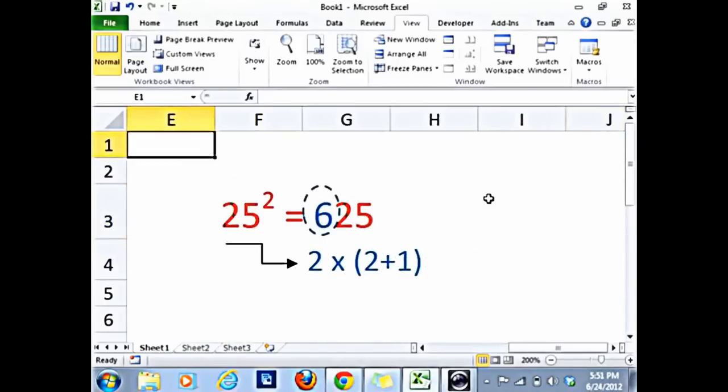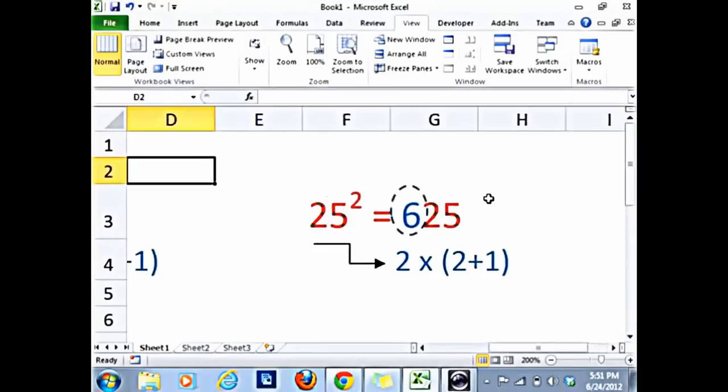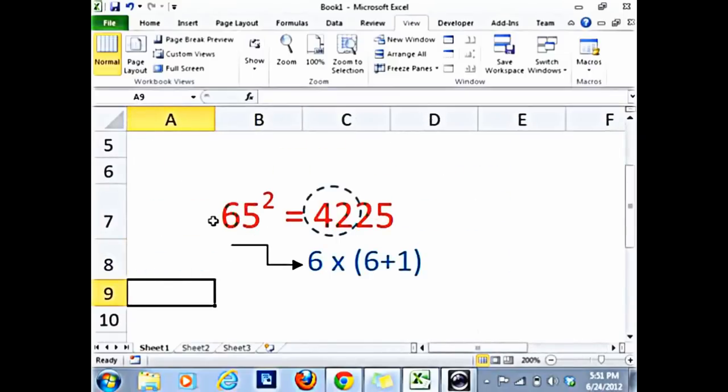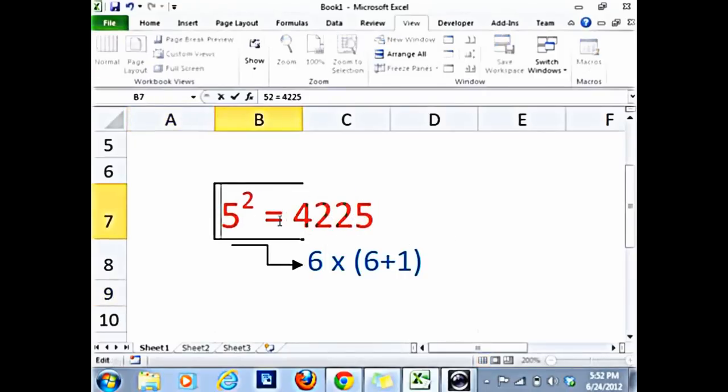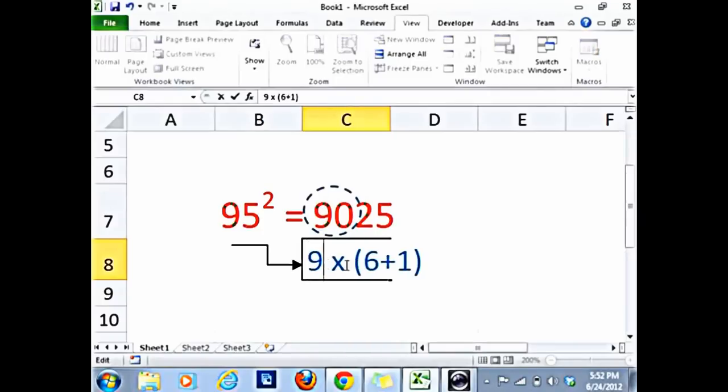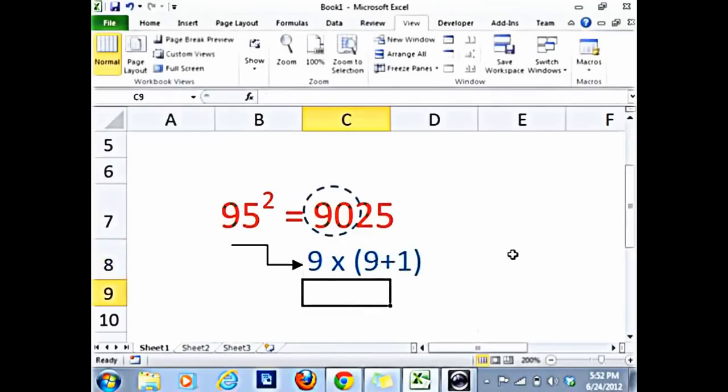If I have bigger numbers like 65, then I can use the same technique. For example here, 65 square will be 6 multiplied by its increment, which is 7. So 6 times 7 is 42. So I'll say 4225. And if I have 95 here, then I can say 9, and here I have to put 9 into 10 is 90, so it will be 9025. So here it will be 9 into 9 plus 1.